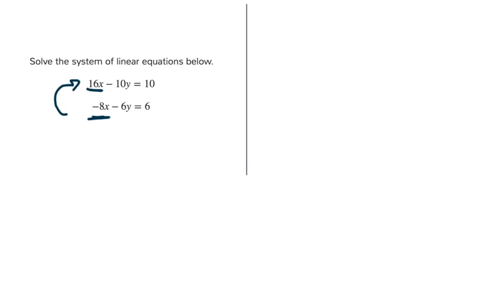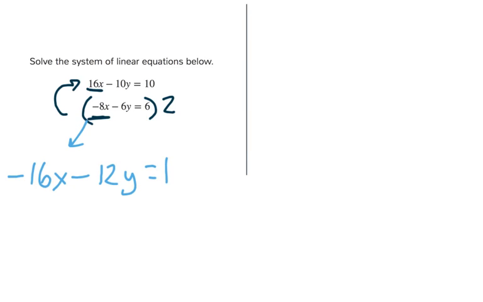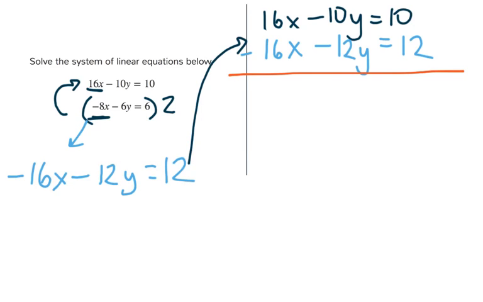And so what I'm going to do is multiply this entire second equation by 2 so that I can eliminate the variable x when I add these two equations together later on. So if I multiply every single term on both sides of this equation by 2, that gives me a new equation that has the same value as this old one. 2 times negative 8x is negative 16x. 2 times negative 6y is negative 12y equals 6 times 2 is 12.